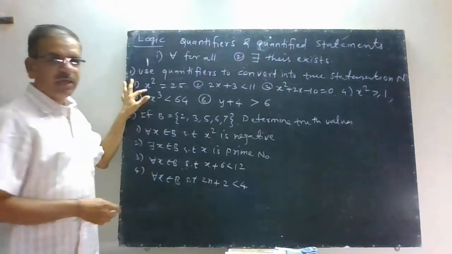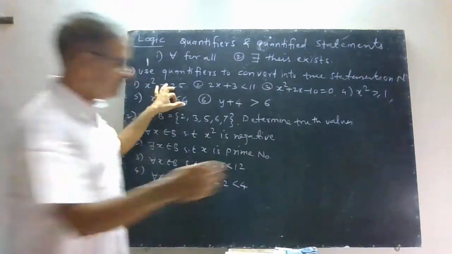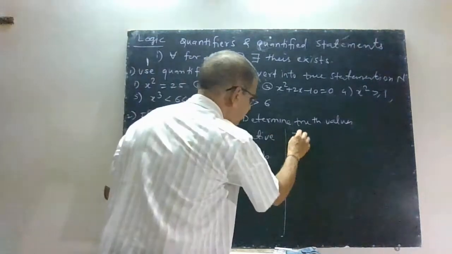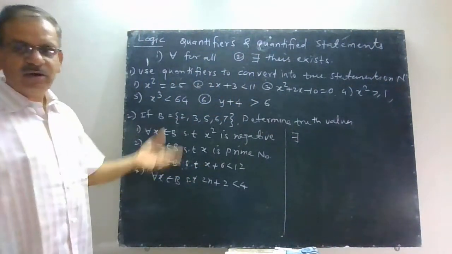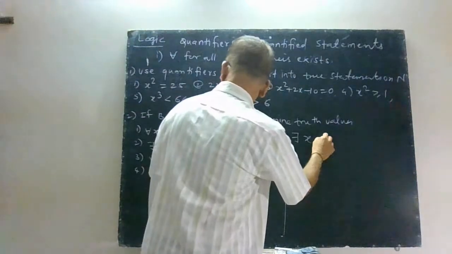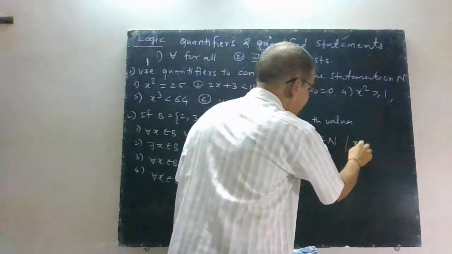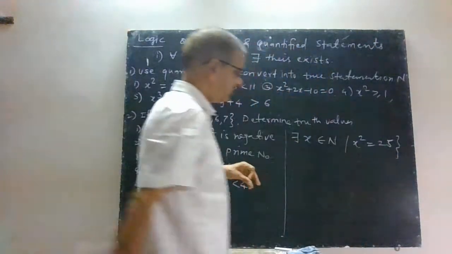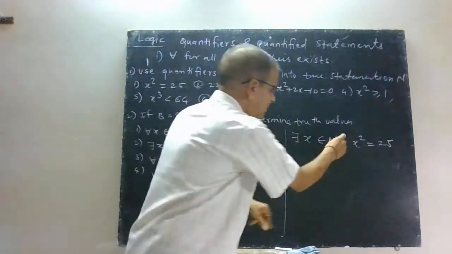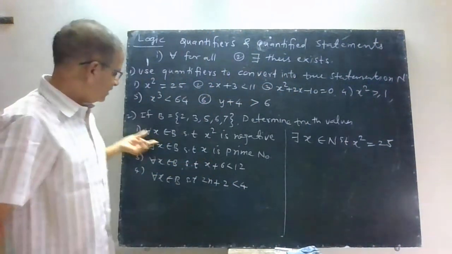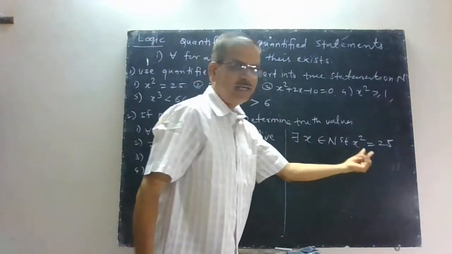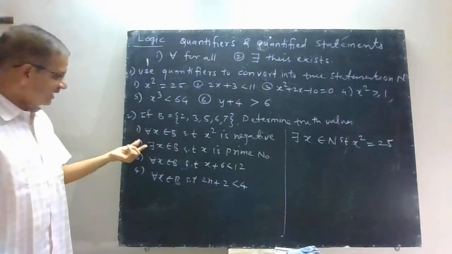So you will write a quantified statement of x square is equal to 25 as, see, the statements are written like this. Whether it is true for not all or all, there are only two possibilities. So there exists x belongs to N such that x square is equal to 25. So this is the quantified statement you can write. The format of that quantified statement is there exists x belongs to N such that x square is equal to 25.